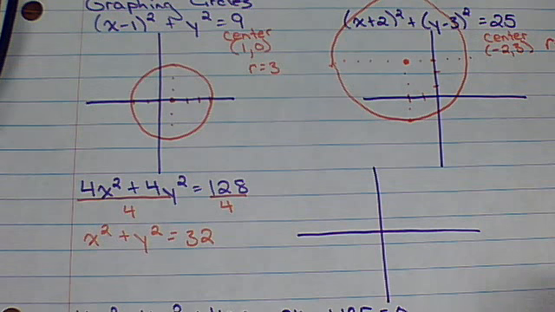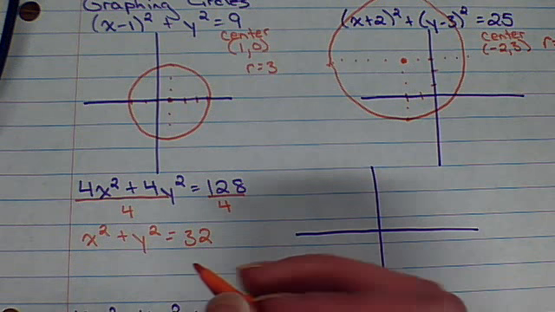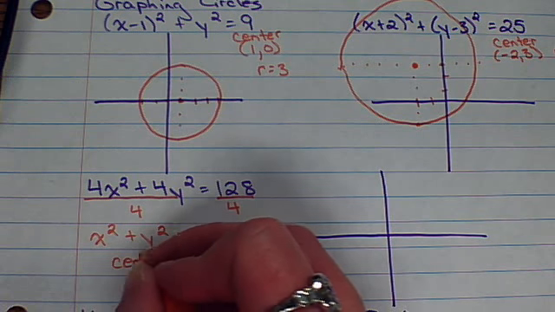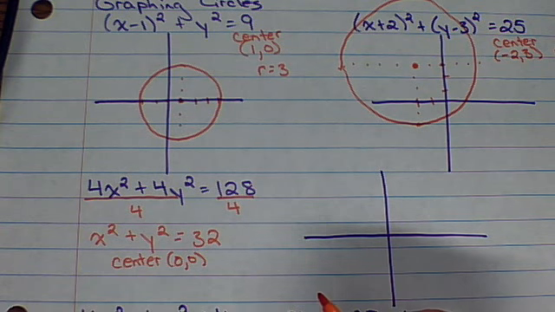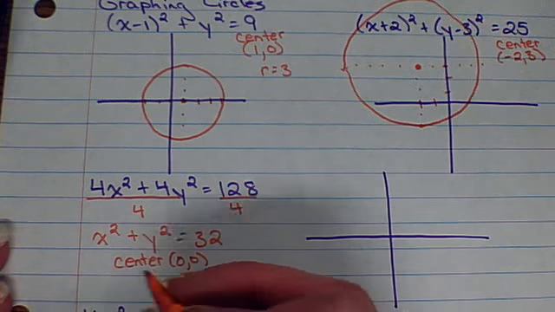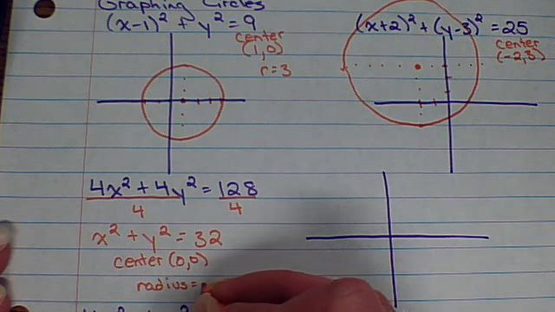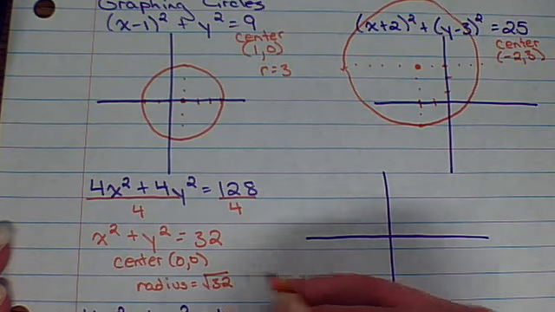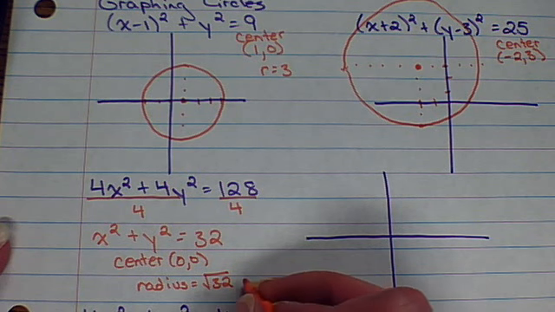Now, I wanted to bring this one up mainly because it didn't have a perfect square on the other side. Center on this one is easy. The center is (0, 0). But the radius is that square root of 32. Now, I want you to remember back. Square root of 32. That's going to have a 2 and a 16. That's 4 square roots of 2.